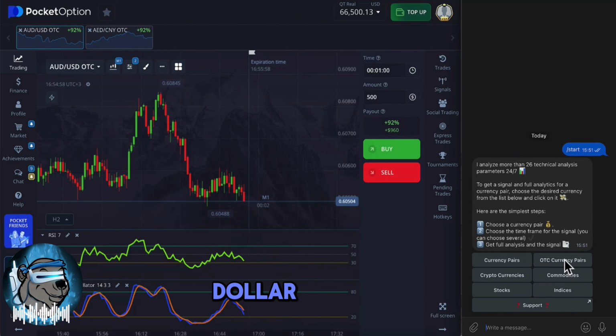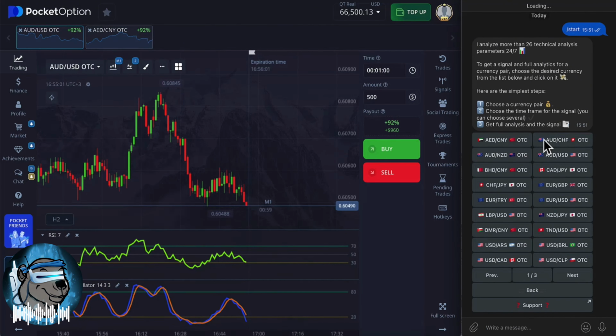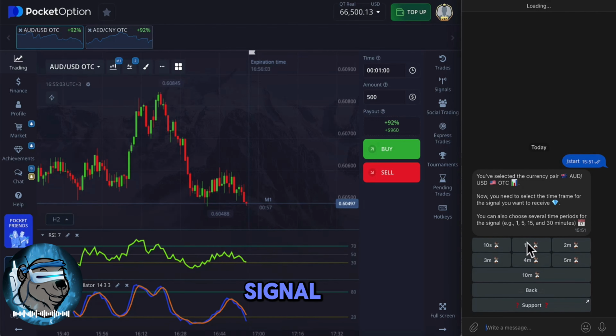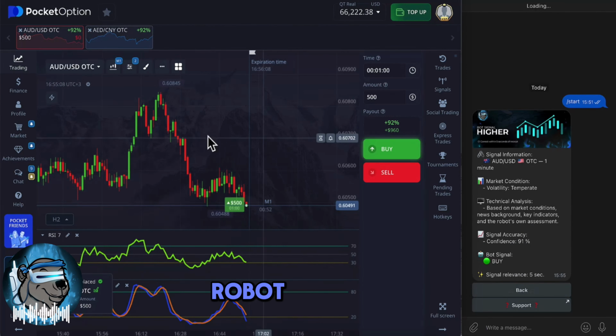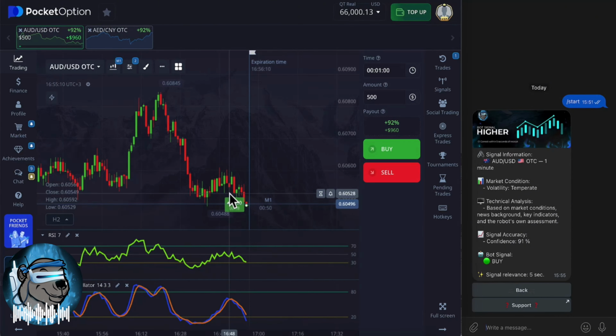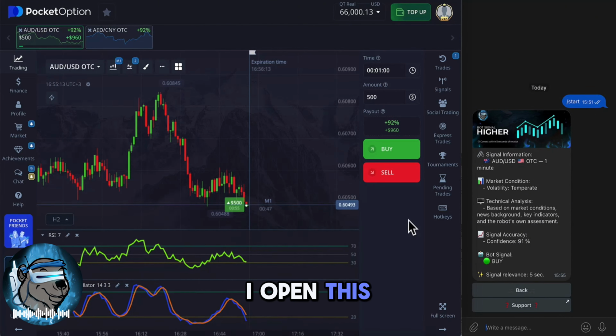Australian dollar, US dollar. Let's go to this asset. We'll choose a signal for, let's say, 1 minute. We can see that the trading robot is telling me to open a buy trade. Right after receiving the signal, I open this trade.